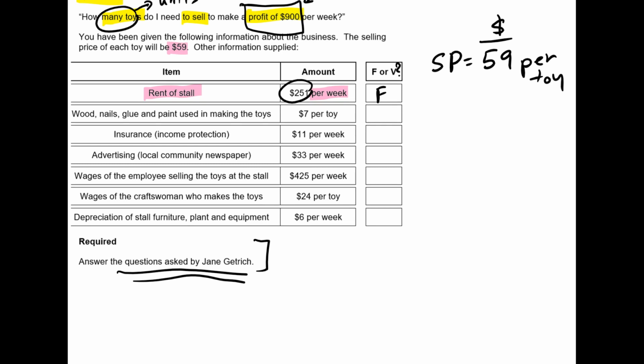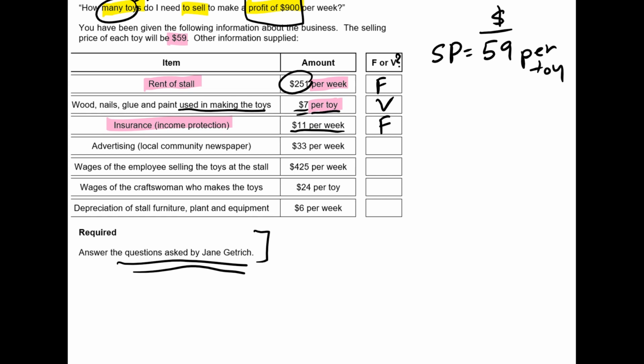Next one, woods, glues, and nails. Basically these are raw materials used in making the toys. All these raw materials cost $7 per toy. Highlight the words per toy. This is a variable cost, because if we don't produce the toy, we don't need to incur this cost. Now insurance is a fixed expense, because no matter how many toys you have sold, you still need to pay $11 per week.